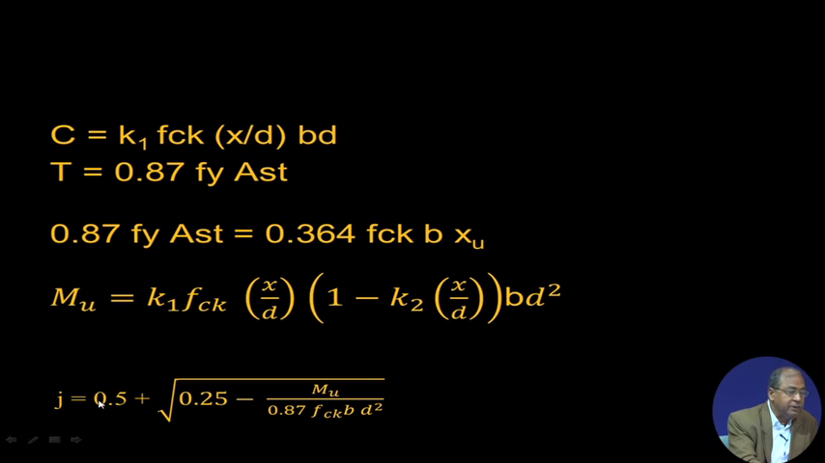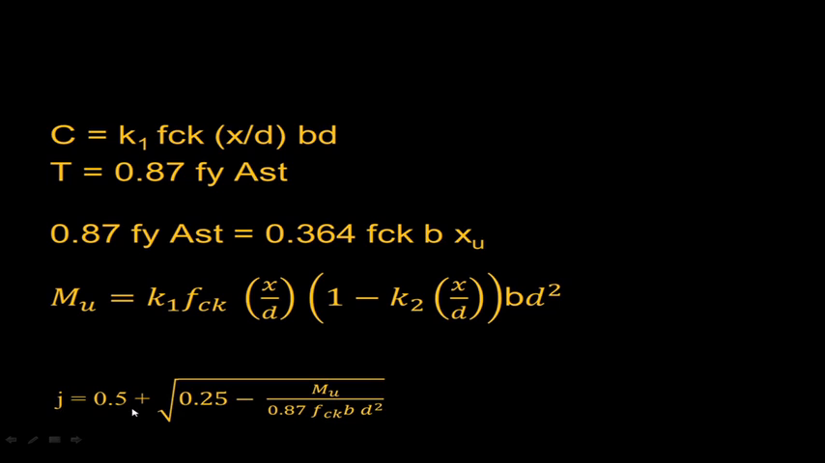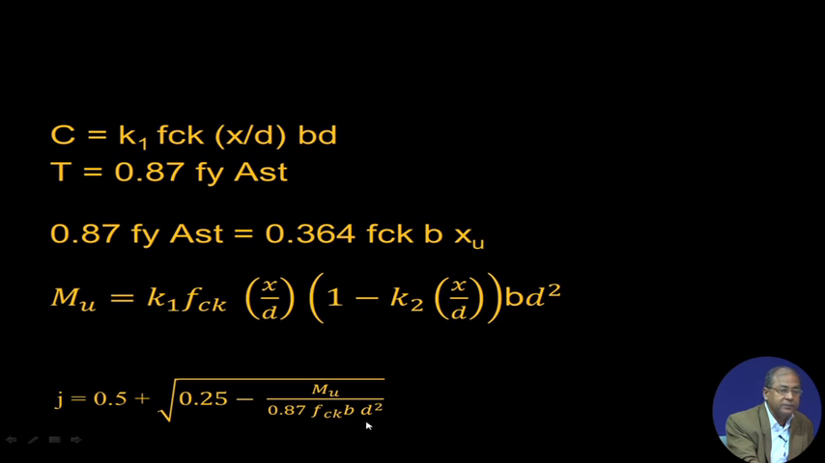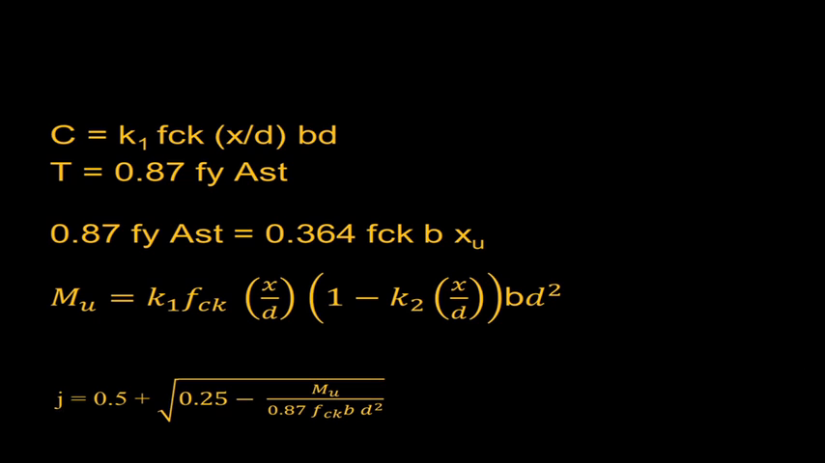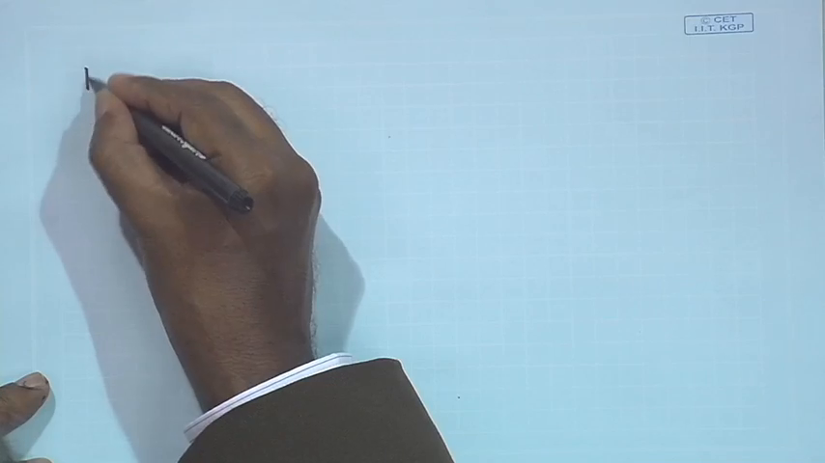This one is very important. This particular one you can say is very important here: that J = 0.5 + root over (0.25 - Mu / (0.87 FCK b d square)). I think this particular one we can find out from the equation for Mu.